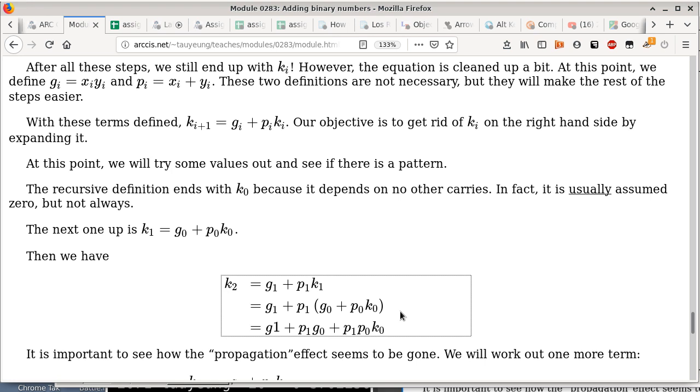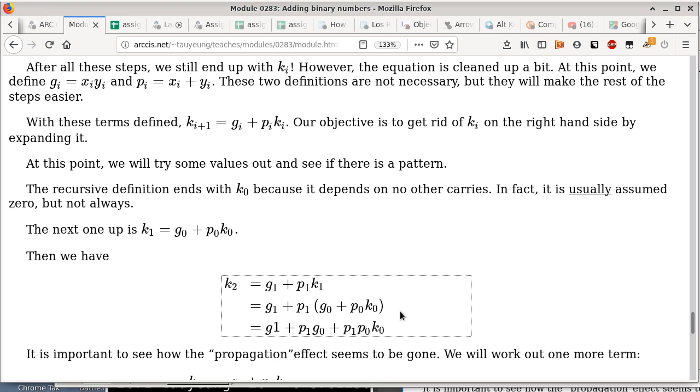Once I have all the P and the G terms, then yes, I have to combine P1 and G1. This will take a second stage of gate. And then P1, P0, K0, that conjunction will take a second level of gate as well. Then there's one last level of gate to do the final OR, to OR all the terms together. Yes, we do need some additional stages, but the key is there's no dependency of K2 on K1 anymore. We have broken that dependency.